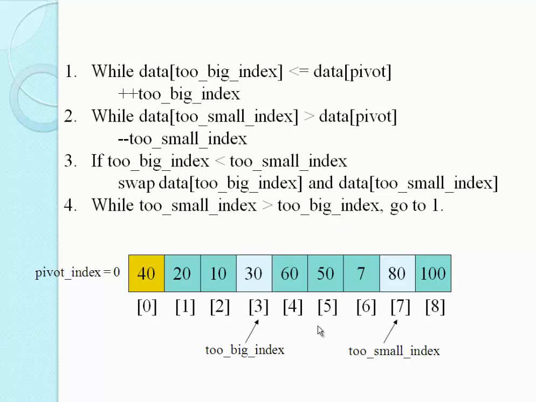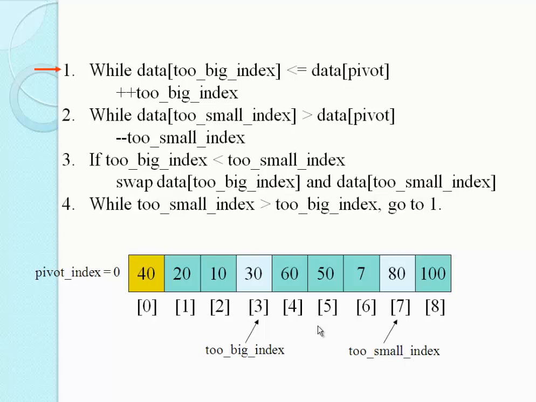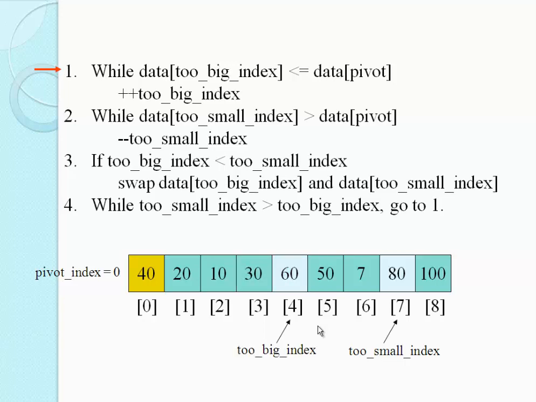Fourth step: while too small index is greater than too big index, go to step 1. Now again this function is called, so the steps will be performed again. Now 40 is compared, so the following steps take place.